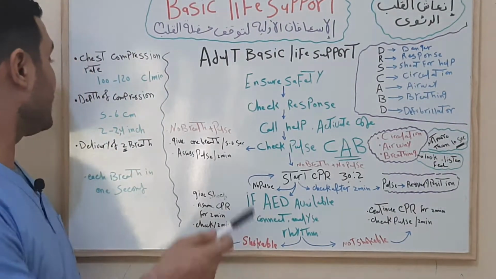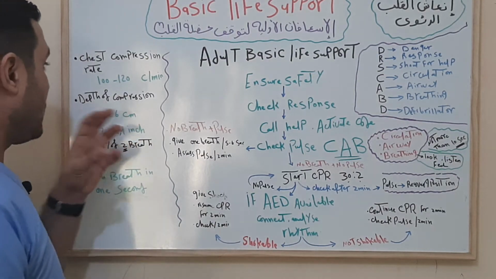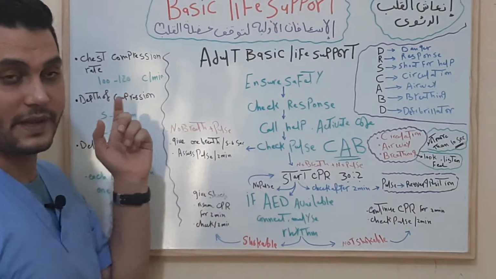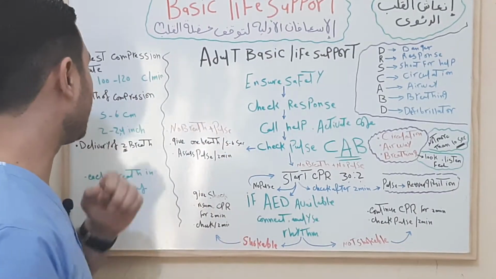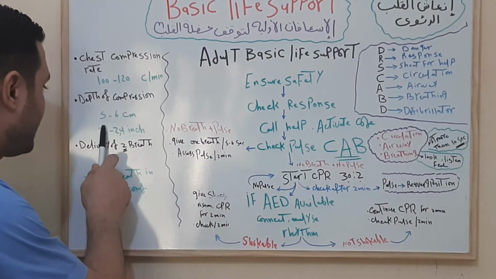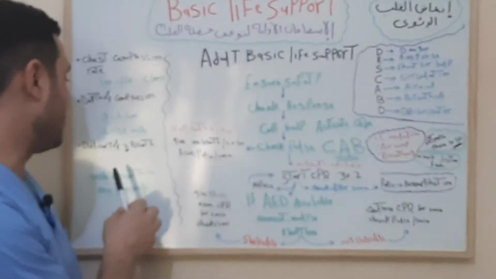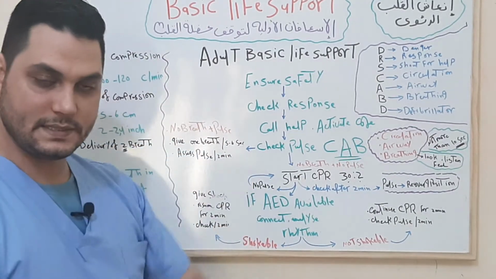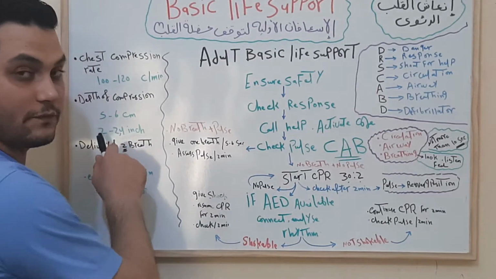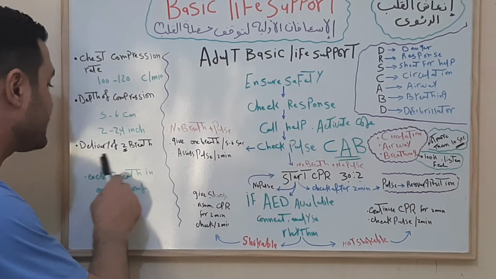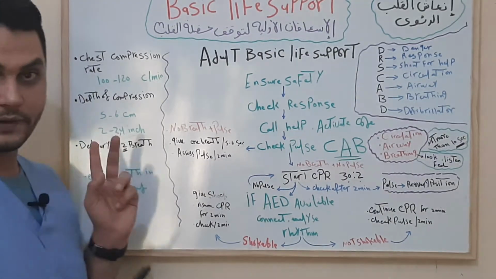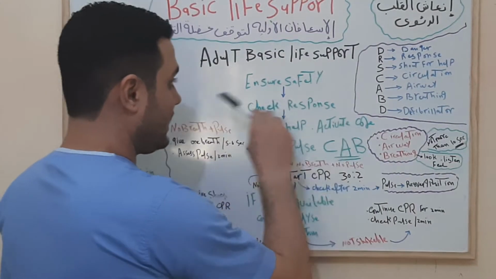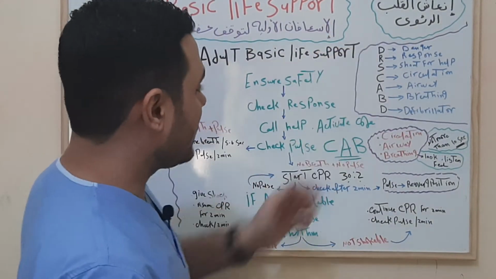Here, the chest compression rate is 100 to 120 compressions per minute. The depth of compression is from 5 cm to 6 cm, or about 2.4 inches. So you will compress the chest of the patient by 5 to 6 cm. We will give the patient 2 breaths, each breath over 1 second. We will abbreviate all of this in a small abbreviation.